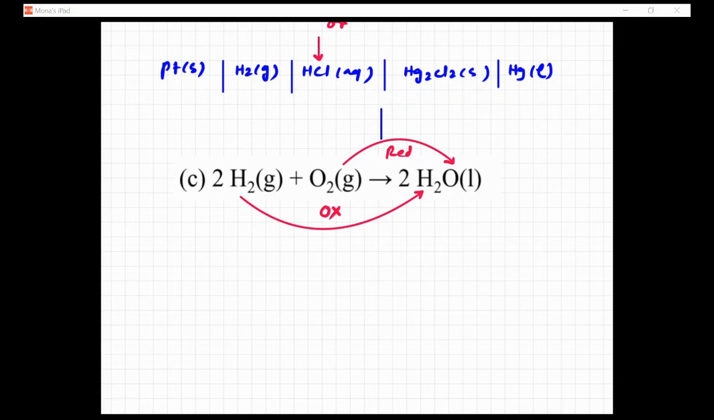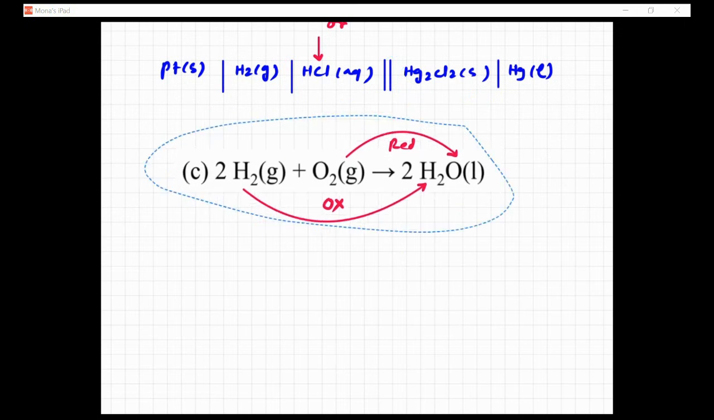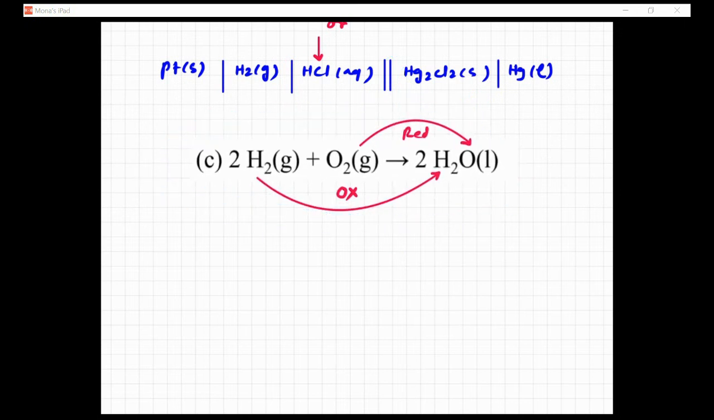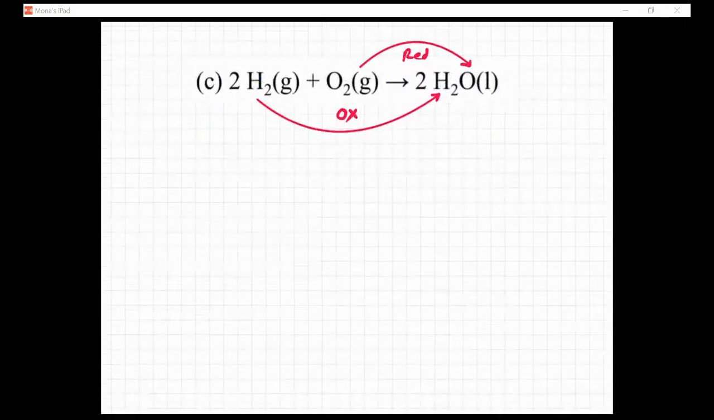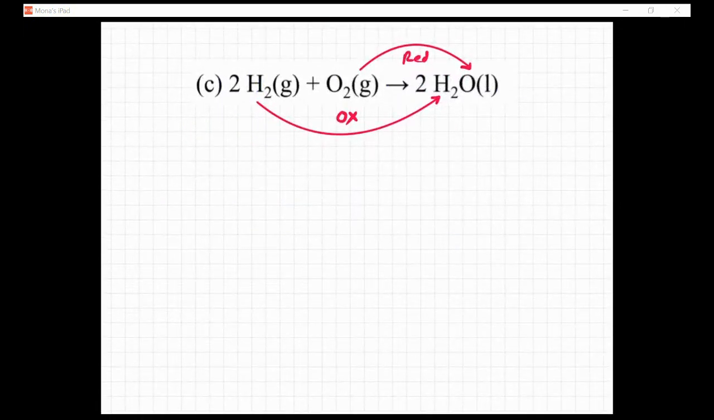Actually, we have seen this reaction previously. It is just that now we are using it to do something else. So this is our overall reaction, and we want to write the two reduction half reactions. We will start with the reduction, and this is oxidation. So what do we have for the oxidation?